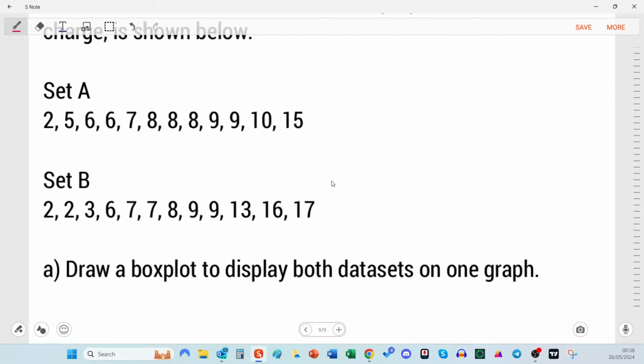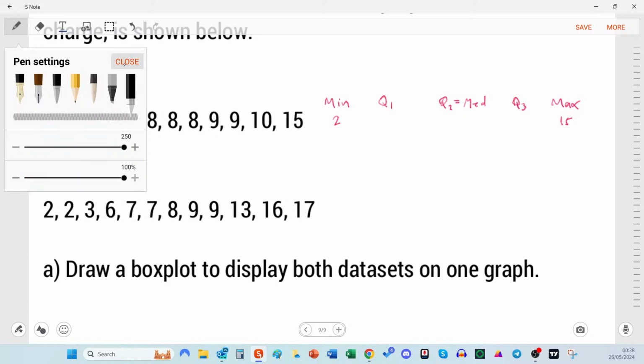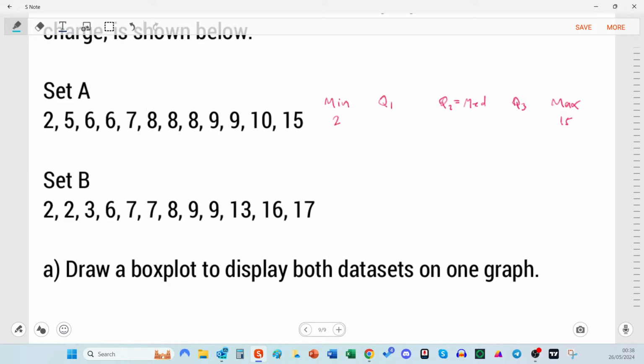Well, in order to draw a box plot, we need some information for each. So we're going to need the minimum, and that's 2. We're going to need quartile 1, quartile 2, the median, quartile 3, and the maximum. So the maximum is 15. The others are a little bit harder, but it's okay, we can do it. So we've got the minimum and maximum.